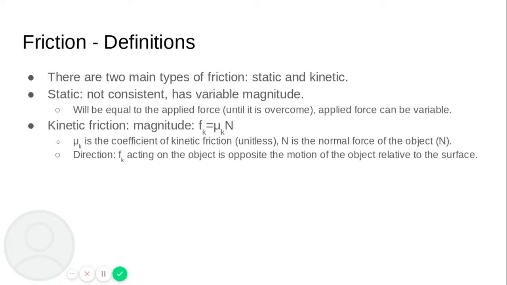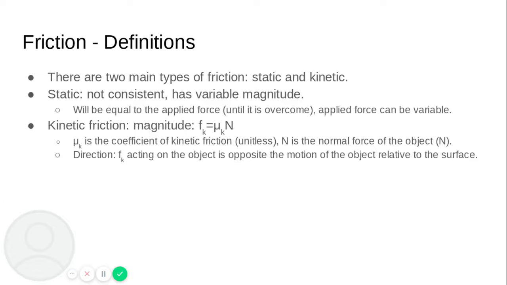So static friction isn't consistent. It will have variable magnitude. It will be equal to the applied force until it's overcome. And the applied force can be variable. So if you, say, for example, are trying to pull that book along the table, then as you increase your force applied on the book, pulling it along the table, the static friction will increase until the book starts to move. So it is variable, and you can see that in the free body diagram if you were to draw one.